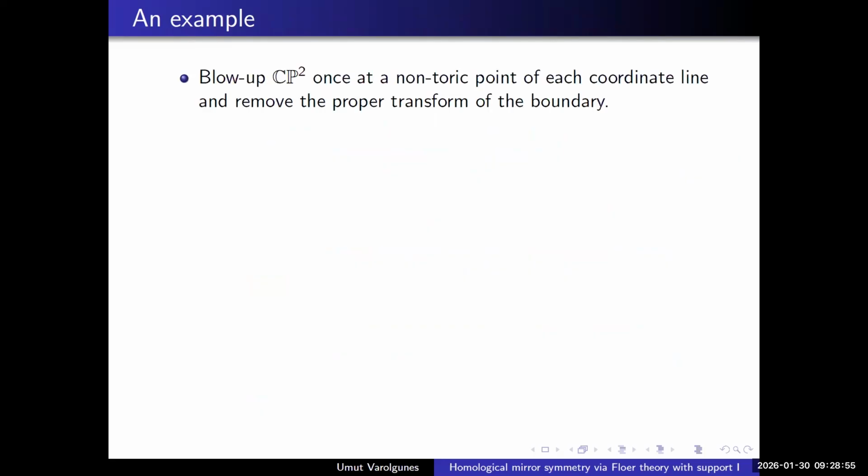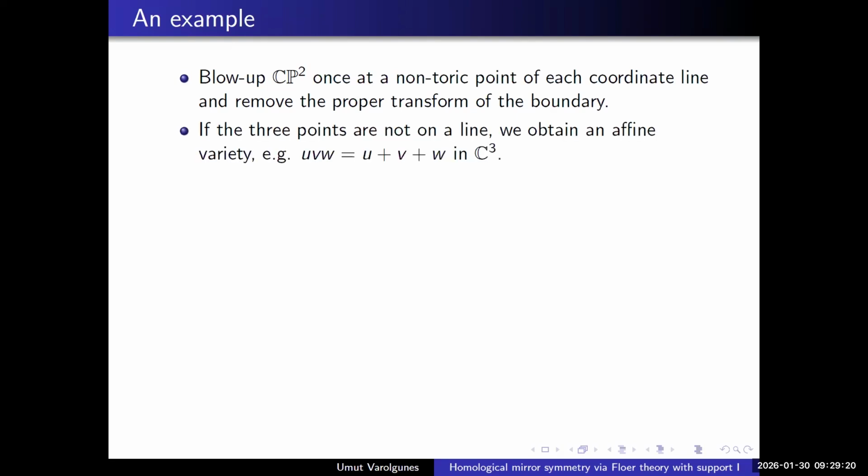Okay, so here's my example. I take CP2, and then I want to blow up the boundary. There are three lines at the boundary, toric lines. I blow each of them up once, and then I remove the boundary. So I get some local Calabi-Yau. This is a toric model.